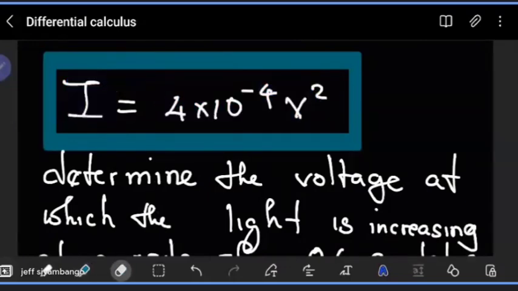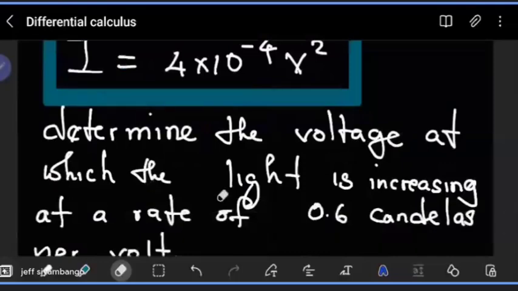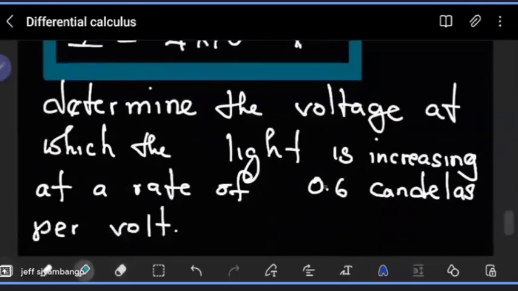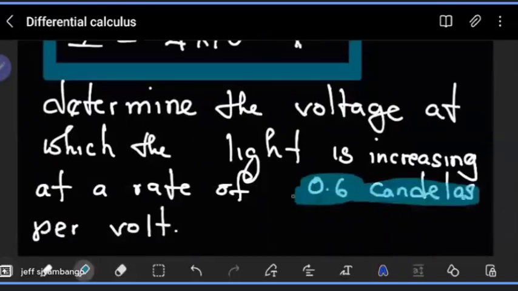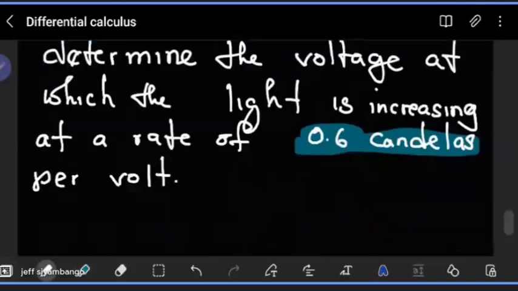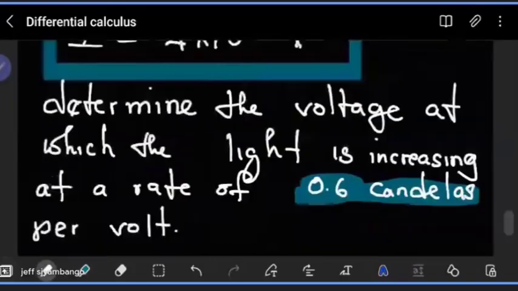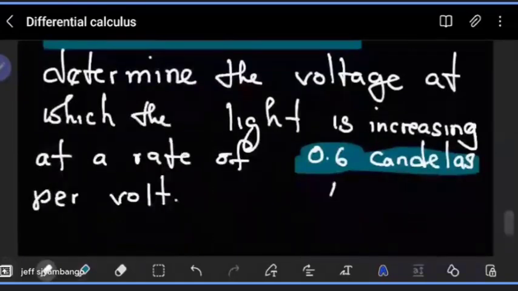The question is now saying determine the voltage at which the light is increasing at a rate of 0.6 candelas per watt. Sorry, not per voltage, per watt. So we want to find what the voltage will be when the rate of change of the intensity is equivalent to 0.6 candelas per watt.